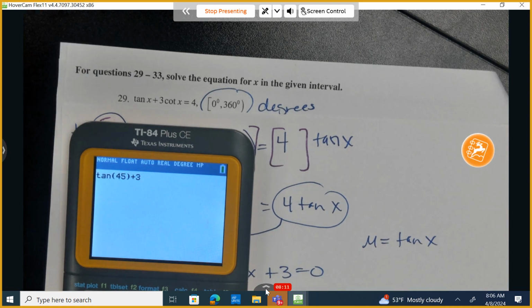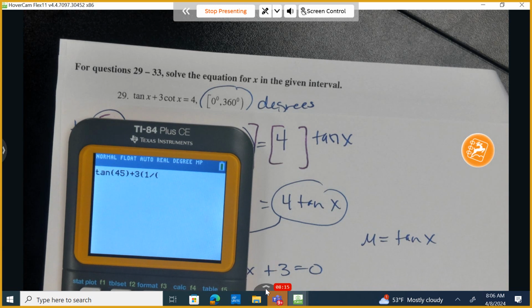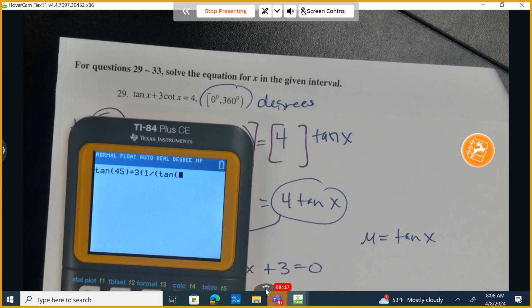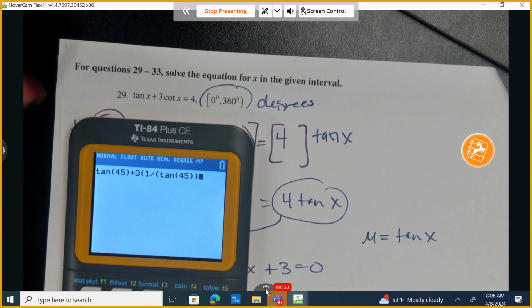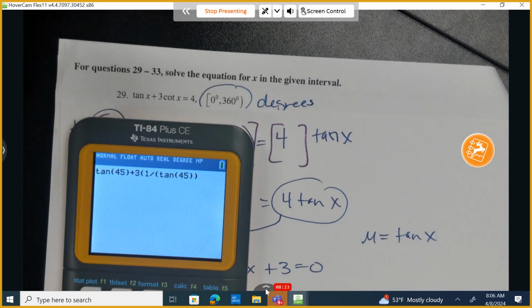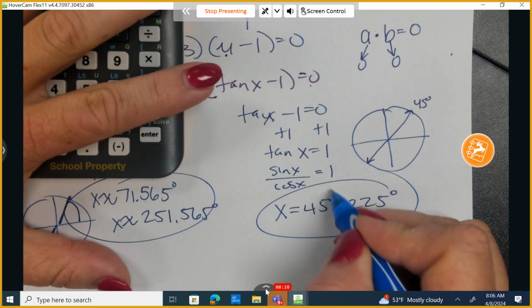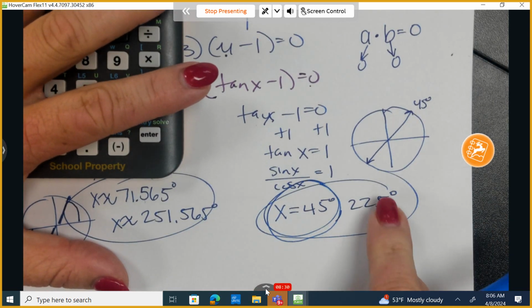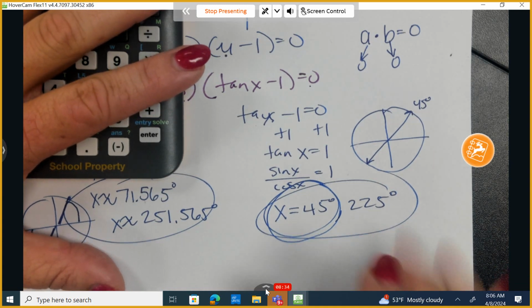Now, how do I get the cotangent? I'm going to do 1 divided by, and in parentheses, tangent, because 1 over tangent is equivalent to cotangent of 45. Making sure you're using all your parentheses. If this works, if 45 is in fact a solution, this is going to equal 4. It does. That means I know this is a solution. I'm going to time you right now. I'd like you to check 225 and do that in 30 seconds or less. Begin.